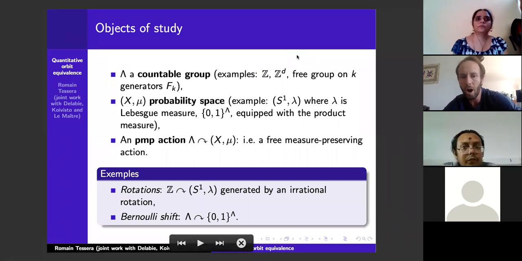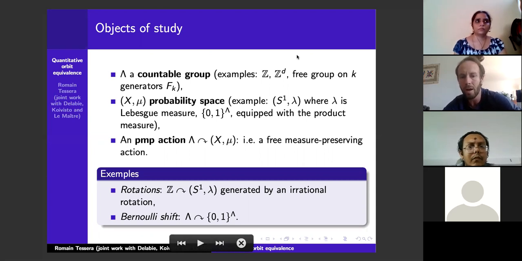The next object will be a probability space. So you may think of two basic examples, which will be standard probability spaces. So you may think, for instance, of the circle equipped with the Lebesgue measure, or the infinite product of {0,1}, where, for instance, you put the product probability, which gives 1/2 to 0 and 1/2 to 1.